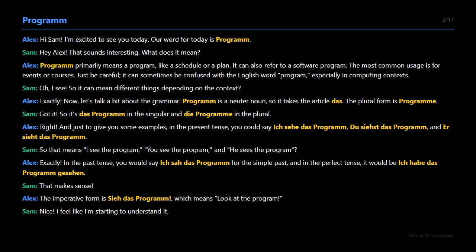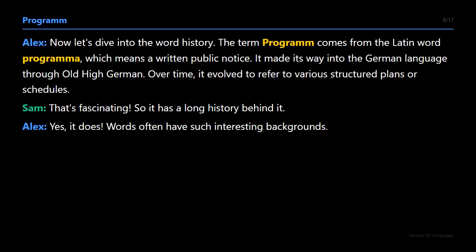Now let's dive into the word history. The term Programm comes from the Latin word Programma, which means a written public notice. It made its way into the German language through Old High German. Over time, it evolved to refer to various structured plans or schedules. That's fascinating. So it has a long history behind it. Yes, it does. Words often have such interesting backgrounds.